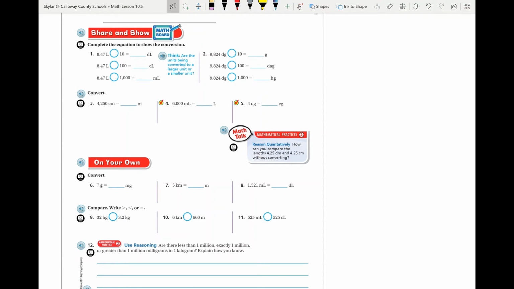So again, I will show you this one more time. These are just kind of wasting time that we're doing them. We'll do one more. So we have 8.47. We have liters this time. So King Henry demanded more dark chocolate milk. 8.47.